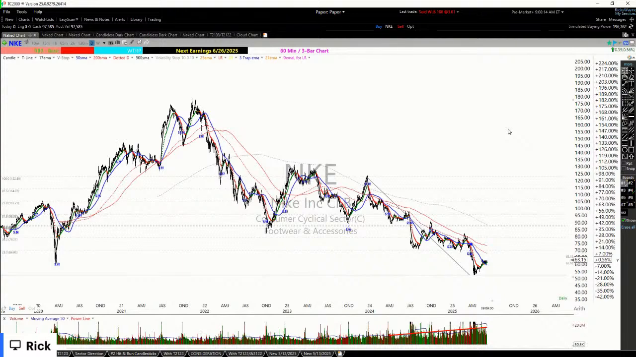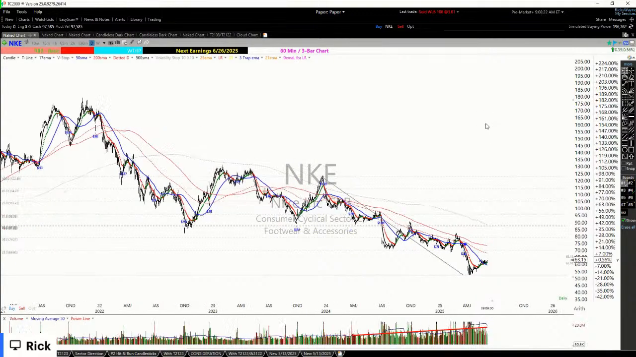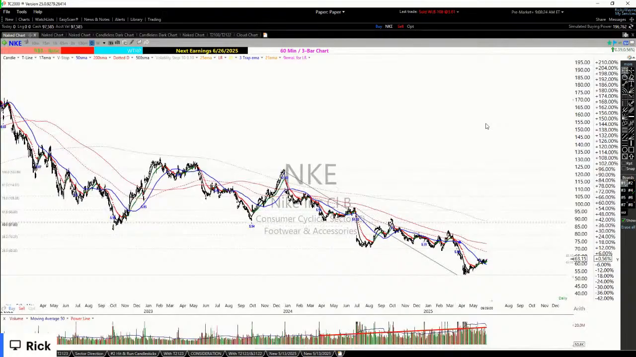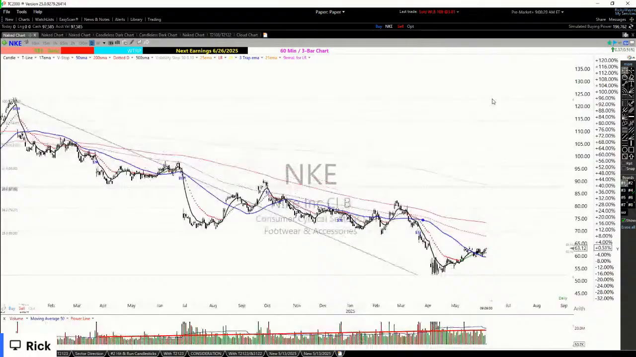But if you want to buy Nike long term, it doesn't matter what lines you put on it. I'm not a long-term trader. I'm more of a swing trader, and that is more in line with what I would do.